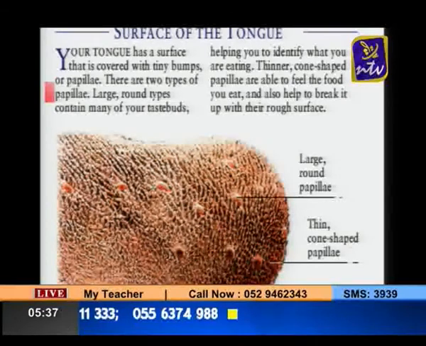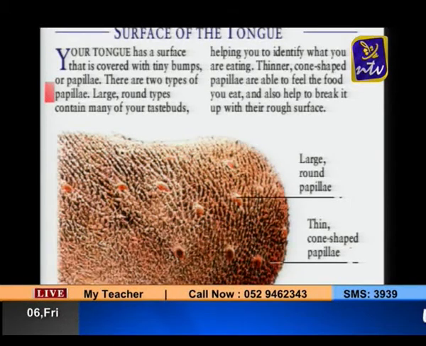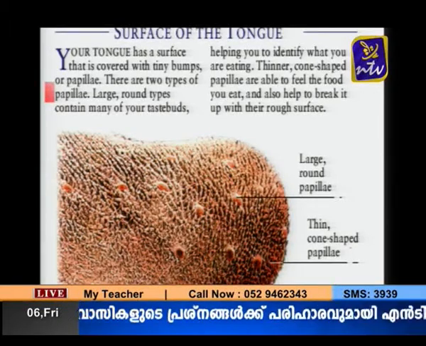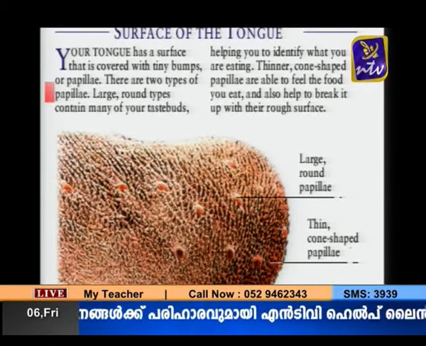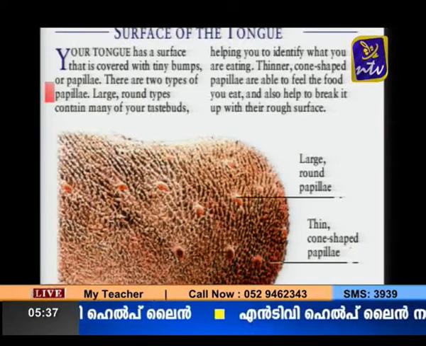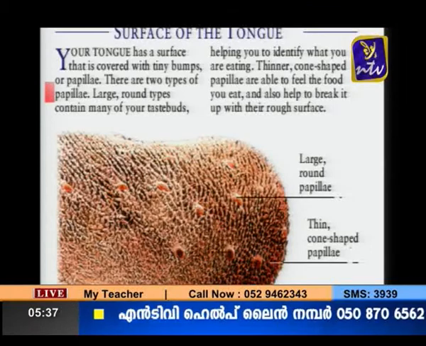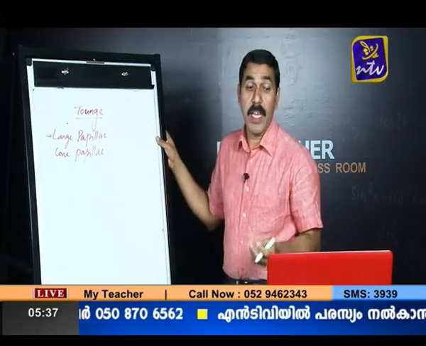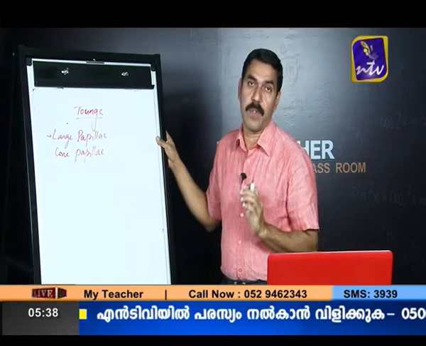Papillae are small bumps which are present on the surface of the tongue. There are two types of papillae. One is the large, round papillae, which are responsible for detecting the taste, and the second one is the small cone-shaped papillae, and these cone-shaped papillae are responsible for getting the feel of the food.